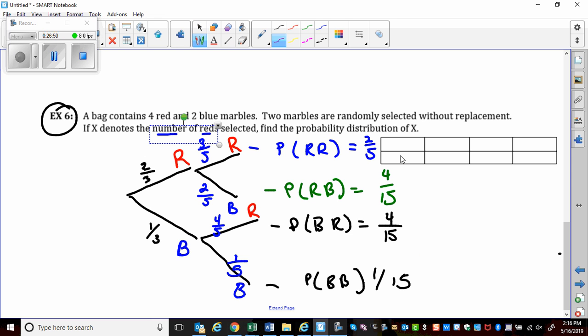All right, I just drew a little table. I am going to let X denote the number of red selected. I have X. There is 1 time where there's no red selected. There's 2 times where there's 1 red selected, or 2 reds could have been selected. So my probability distribution of X is, when 0, this is a 1 in 15 chance that no reds will be selected. If 1 red is selected, well, there's a 4 and a 4, so that's an 8 in 15 chance that 1 red is selected. And if 2 reds are selected, that is a 2 in 5 chance.